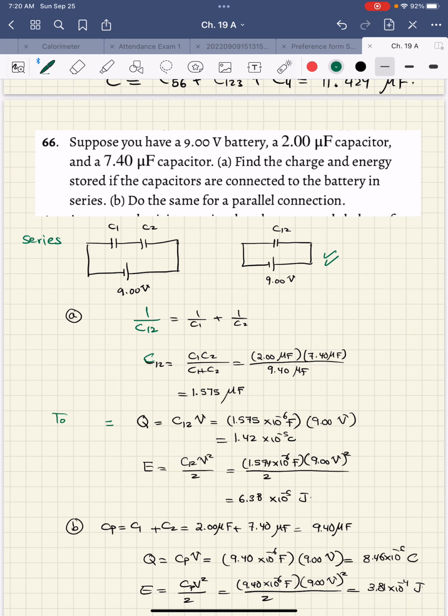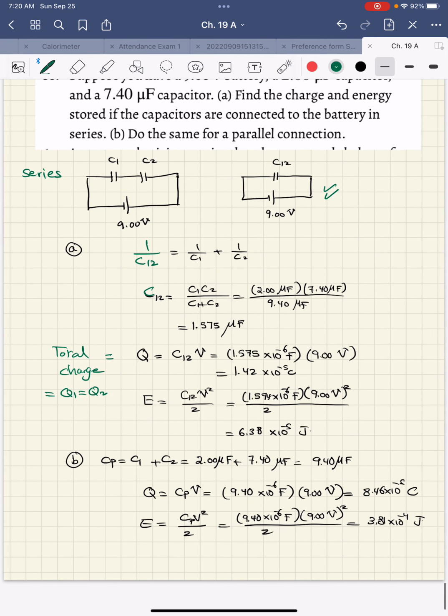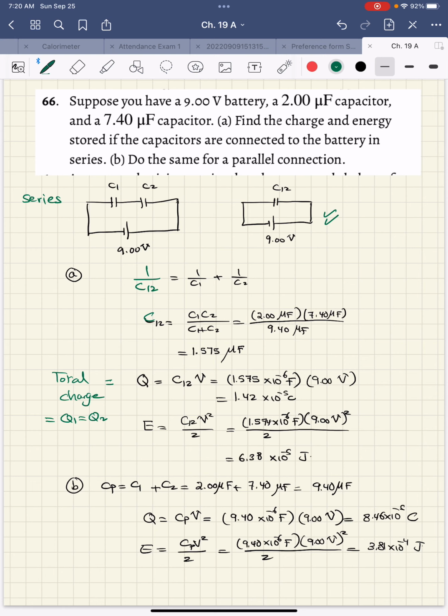Now, this is the new circuit, and something that we need to know is that I can calculate here what is called the total charge. And since, remember, this is series, then Q1 equals Q2. All right, and E here can be calculated as the value of the capacitor times V squared divided by 2. Remember, the E has units of joules.